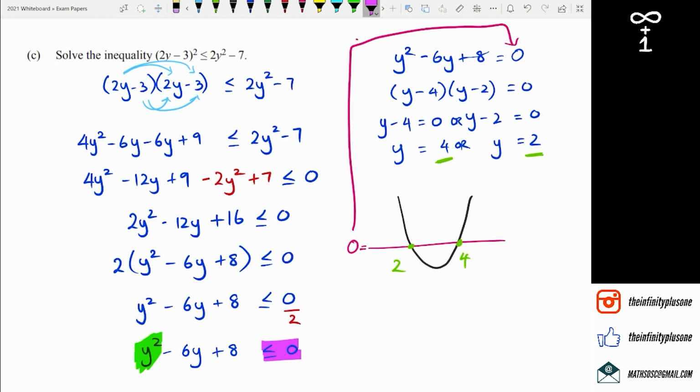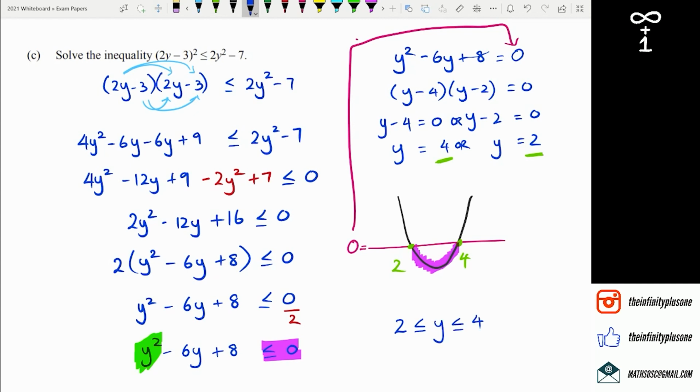So in other words, if I want to find out when it's less than or equal to 0, I'm basically looking at this zone here. And it's also that 2 and 4 has to actually be involved. So I'm going to write it down like this. So my solution interval is going to be 2 less than or equal to y less than or equal to 4.